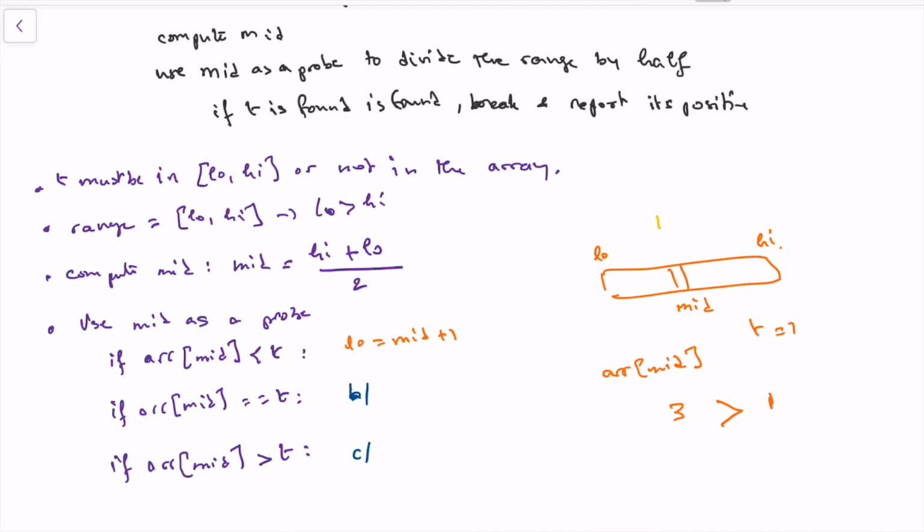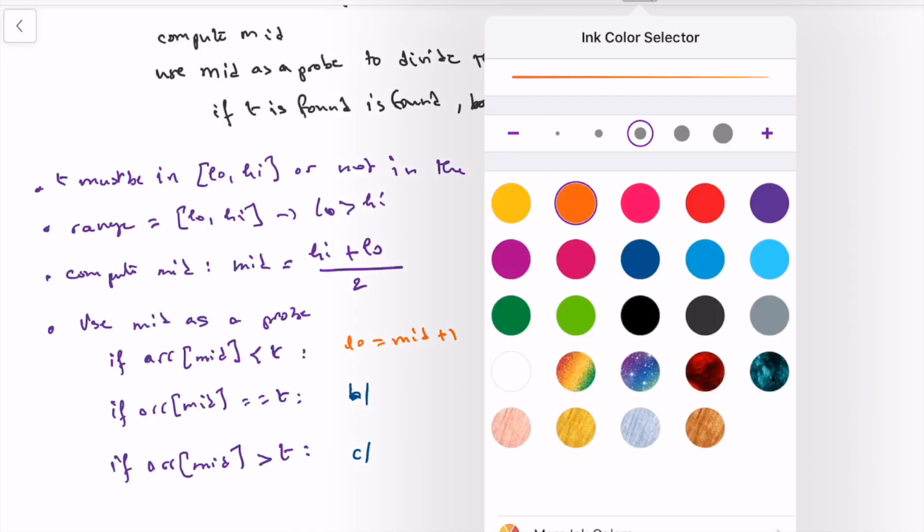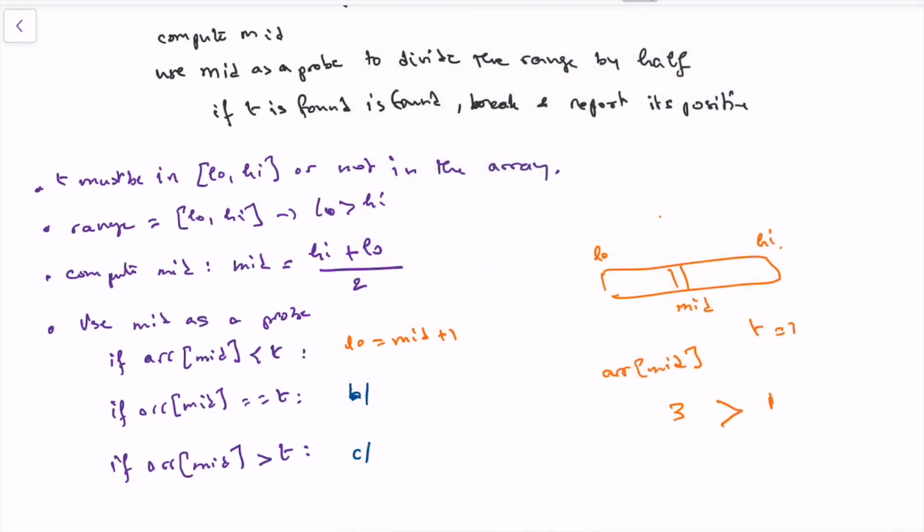Since we know that 3 is different than the target, there is no need to keep mid in the range. So we go from low to the element before mid. Our lower value for the new range will stay the same, but the higher value would be mid minus 1. So the action we need to take here is go left. This is the left range.